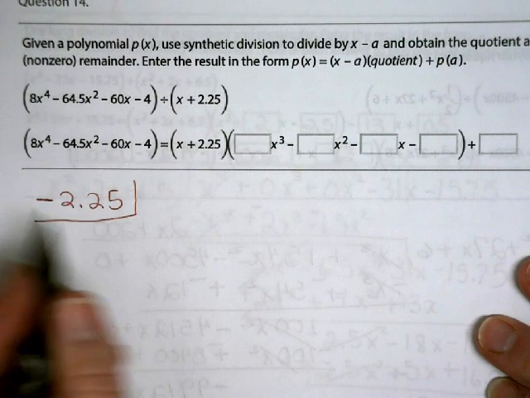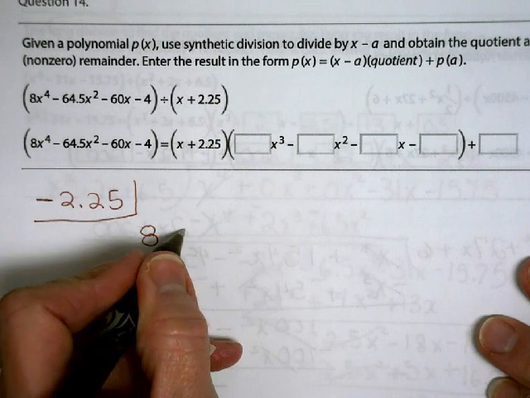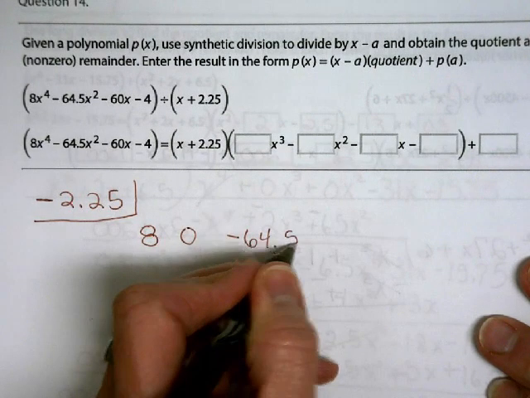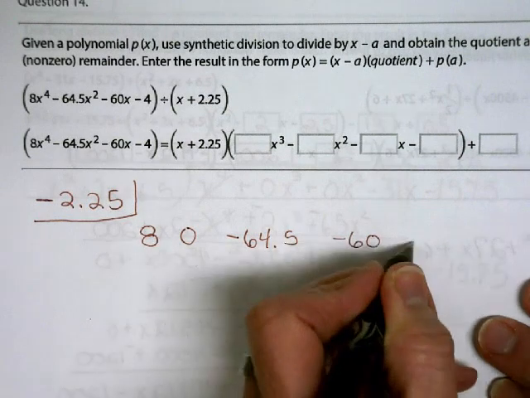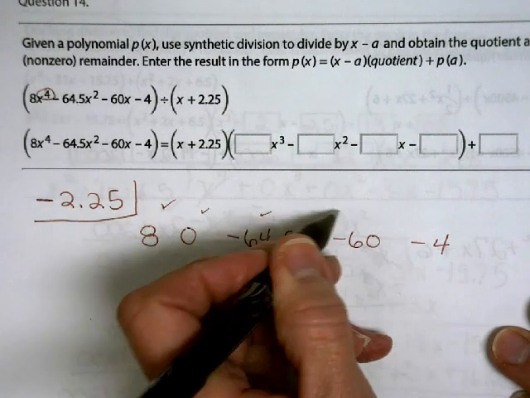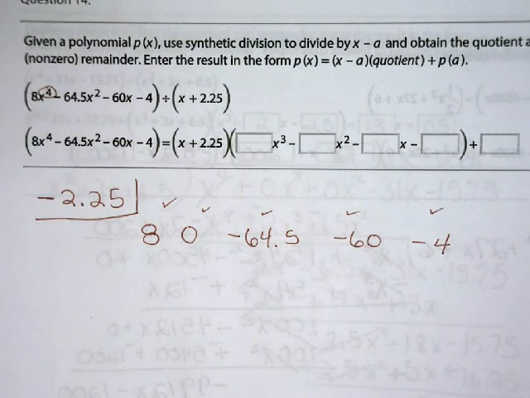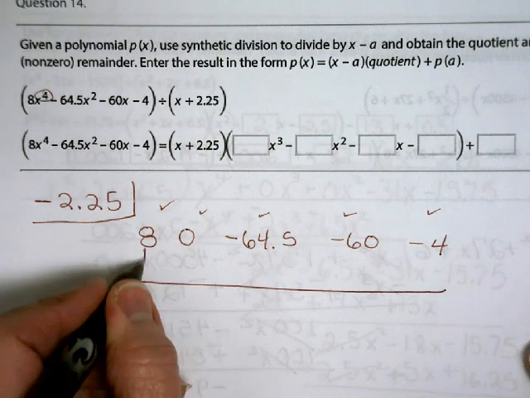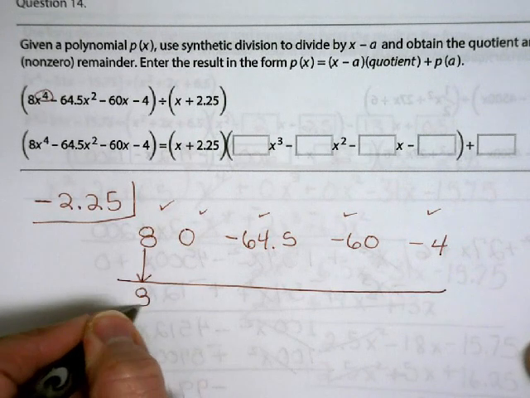It goes 4, missing the x to the third. So I write an 8, a 0, negative 64.5, negative 60, negative 4, power of 4. So I should have 1, 2, 3, 4, 5 spaces, and I do. Yay. Draw the line and drop the first coefficient.